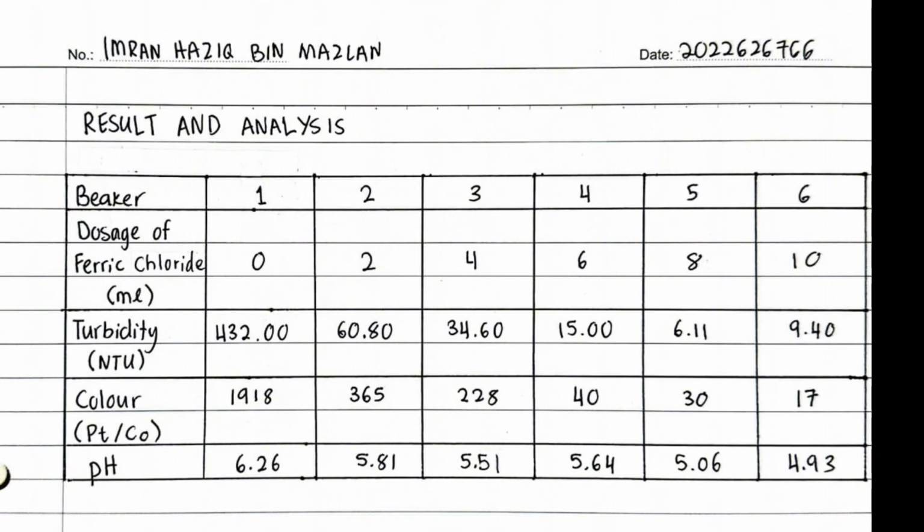Before the experiment of jar test, the water sample has turbidity of 432 NTU, 1918 PtCO and 6.26 of pH level. For 10 ml of ferric chloride, the turbidity is 9.4 NTU, 17 PtCO for color and 4.93 for pH level.